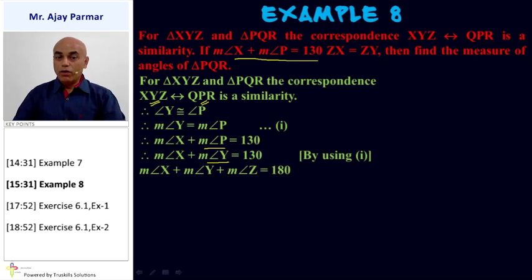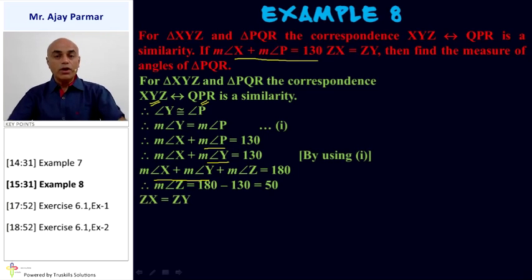And also, measure angle X plus measure angle Y plus measure angle Z is 180. That means measure angle Z, instead of X plus Y, we can write down 130. So 180 minus 130, so that is 50. Also ZX is equal to ZY.